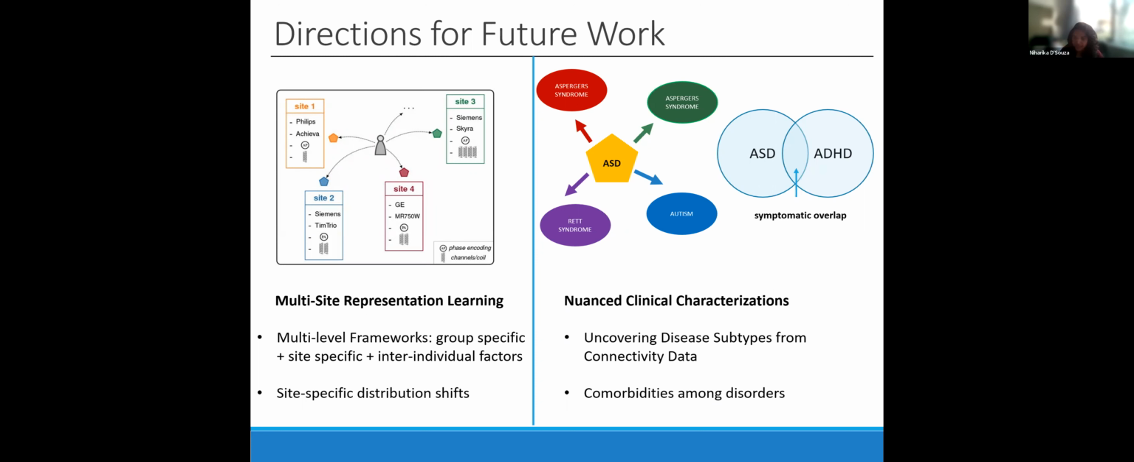scores from connectivity data. But these studies could not provide us with the complete clinical picture. For example, the prevalence of different subtypes within the disorder or comorbidities, and data-driven analysis in this domain could be challenging. So this is another important direction for exploration, where we can develop frameworks that can be designed to uncover more nuanced characterizations.